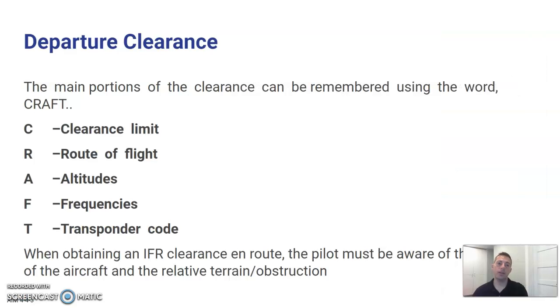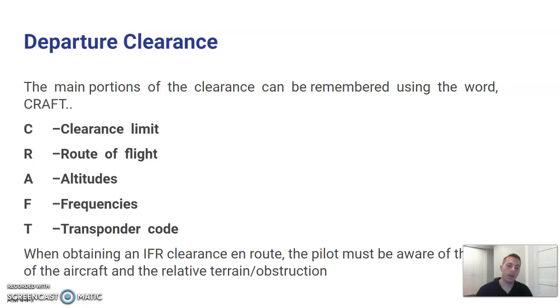When we're getting our departure clearance, you've probably heard of the term CRAFT, and if you haven't, it's something that we use when we get our IFR clearance, and it's in the same format every time. So CRAFT: we have a clearance limit, our route of flight, altitudes, frequencies, and our transponder code.